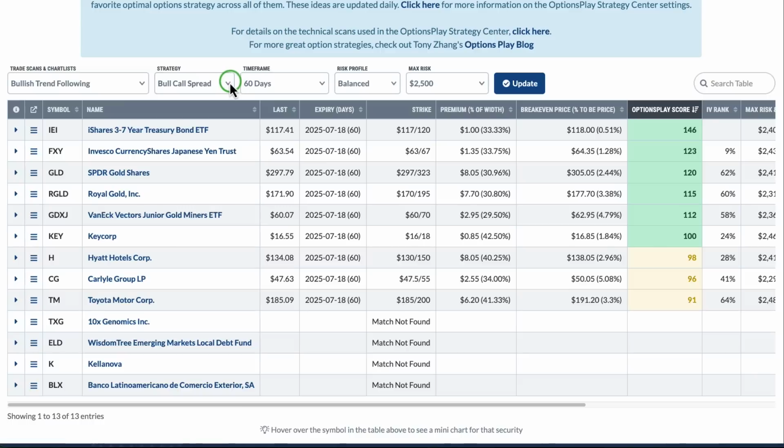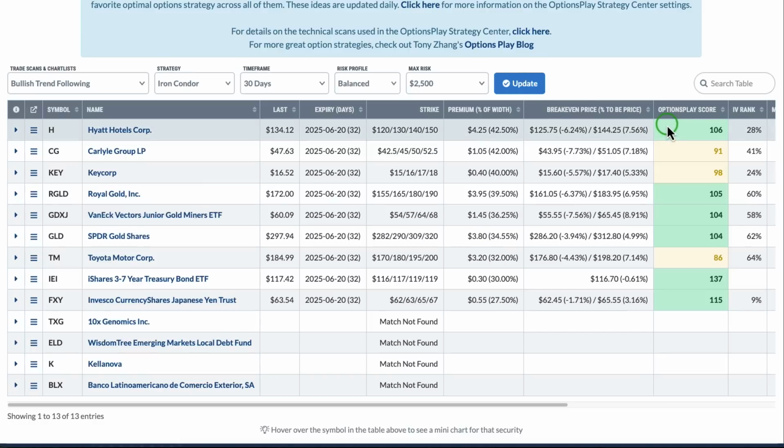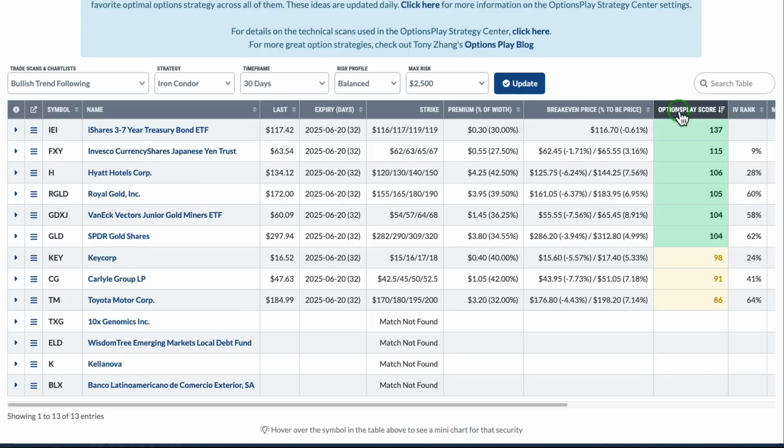And then an iron condor is kind of the deep end of the pool. You're actually selling 2 credit spreads at the same time. You're basically taking a slightly bullish directional view and a slightly bearish directional view at the same time. So you end up with a strategy that's relatively neutral.